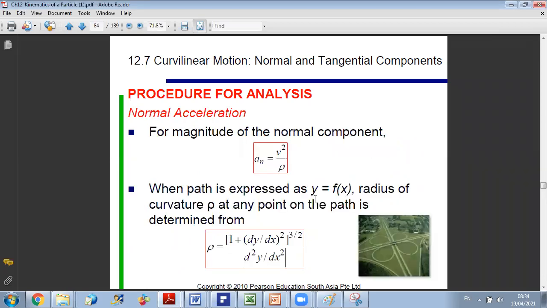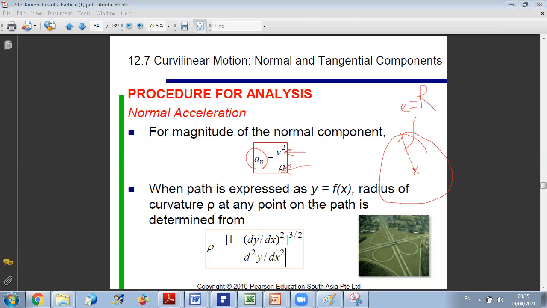Now, we have seen together that the normal acceleration AN is given by v squared over rho. So in order to compute the normal acceleration, we need to know two pieces of information at a certain point. We need to know the speed, and we need to know the radius of curvature. The easiest case will be a circle. So if you move on a circle, at any point, what is the radius of curvature? It's of course the radius of the circle.